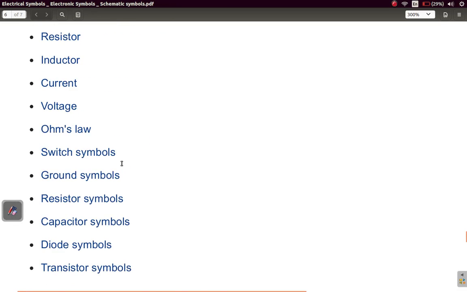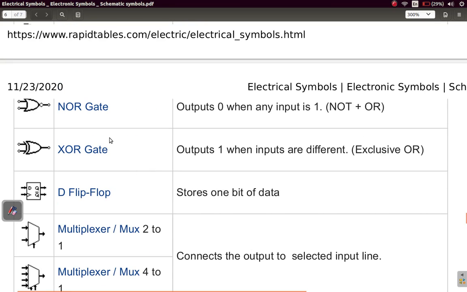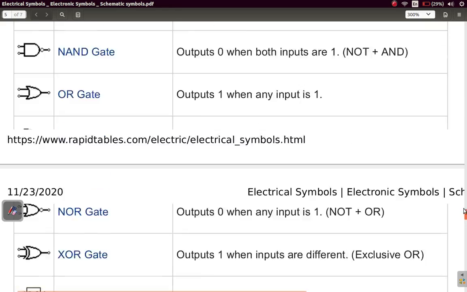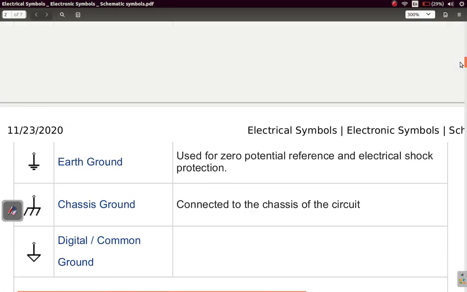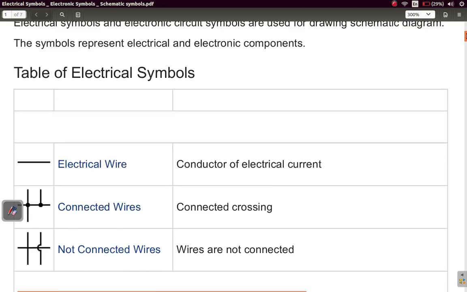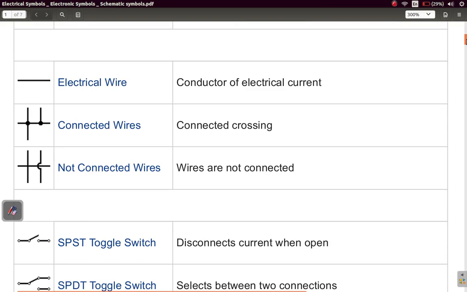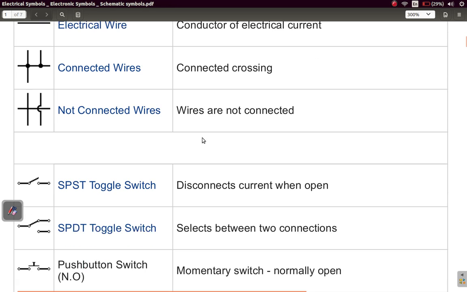So these are various electronic symbols. But those that I spoke specifically about are the more common ones and the ones that you will be looking at in your level 2 course.